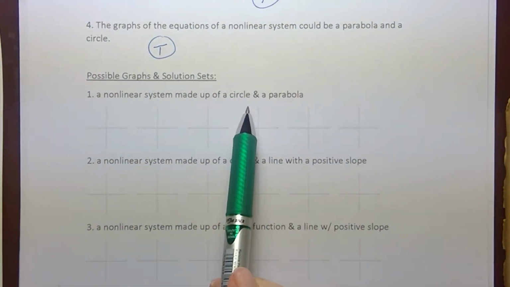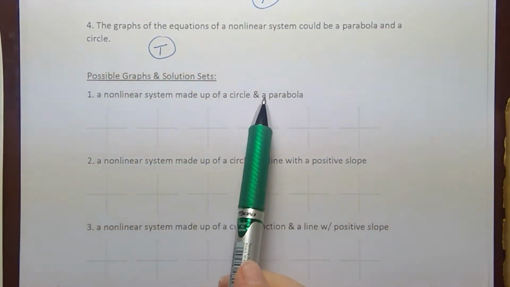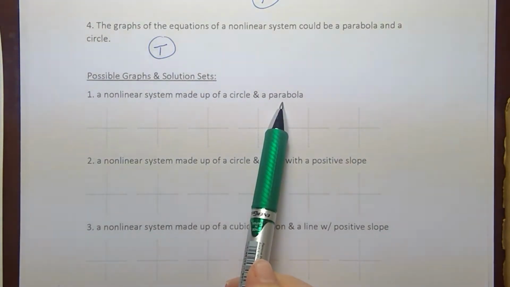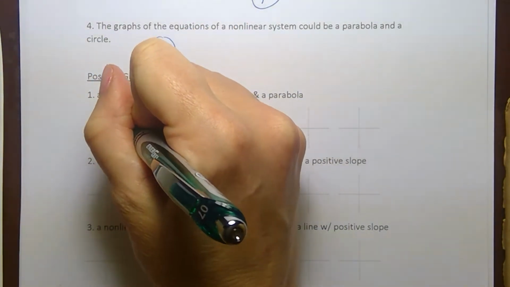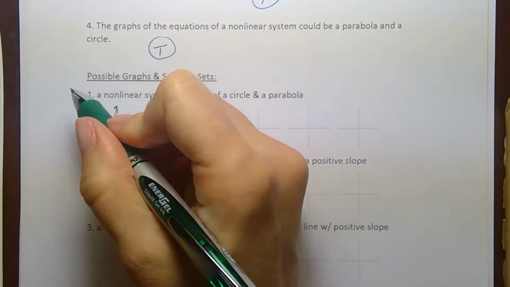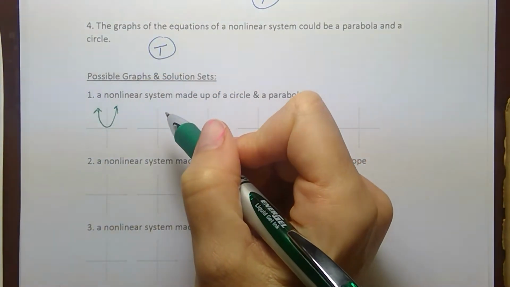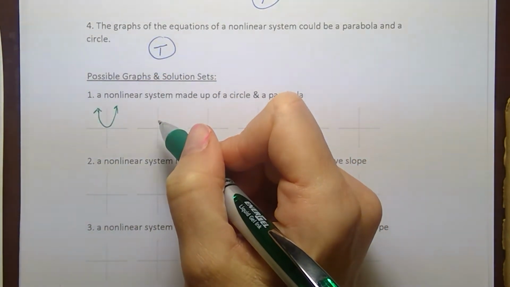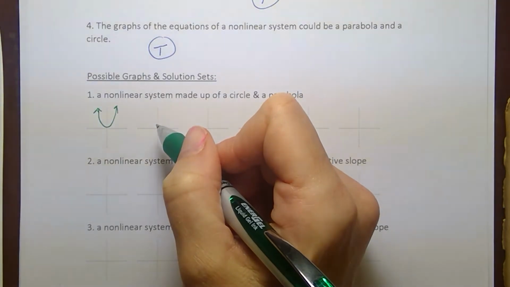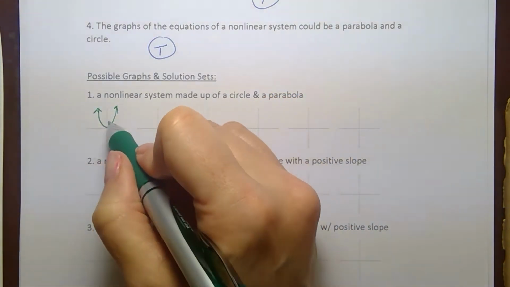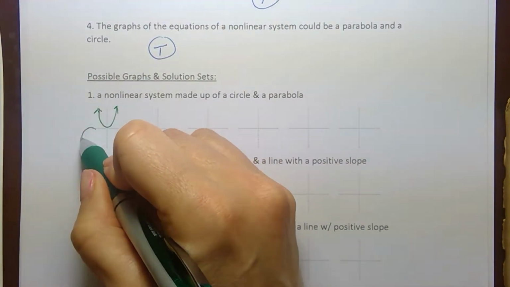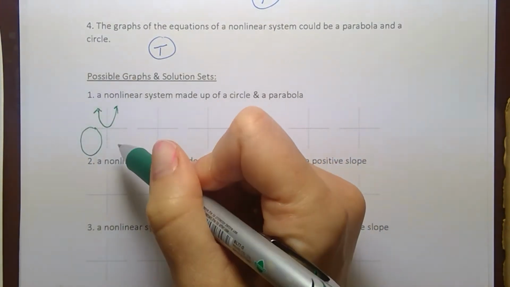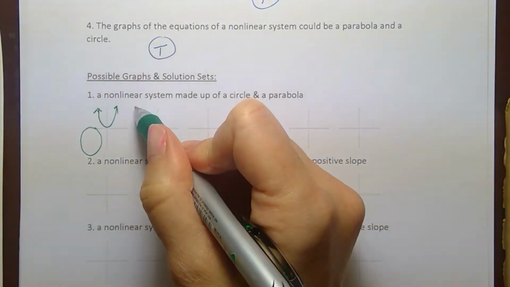Could I sketch a graph of a circle and a parabola in such a way that they never intersect? Well, sure. I'm going to put my parabola right here centered on the origin, but you could put it anywhere. The circle just has to go somewhere on the graph so that it doesn't run into the parabola. It could be a smaller circle and be inside the parabola. It could be a big circle down over here, or over here, or up here.